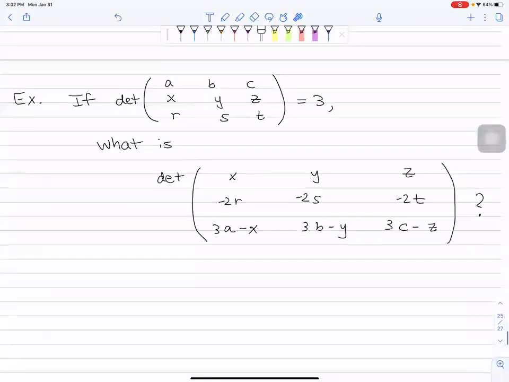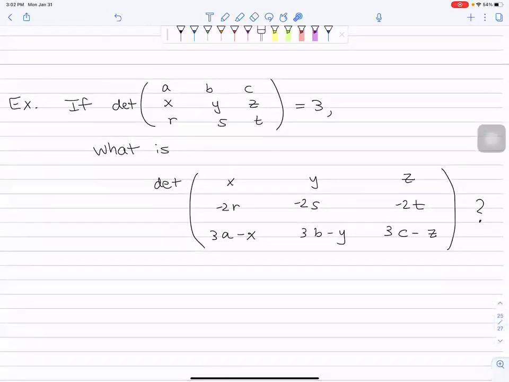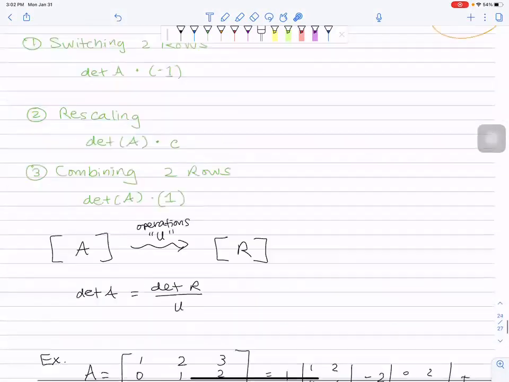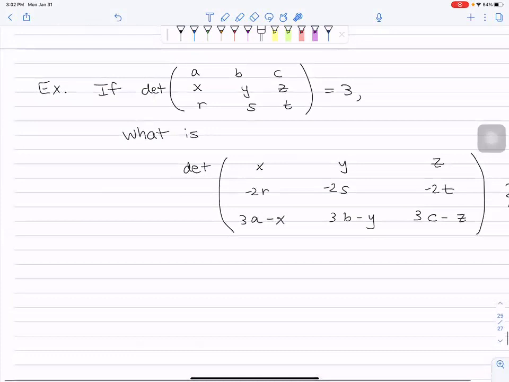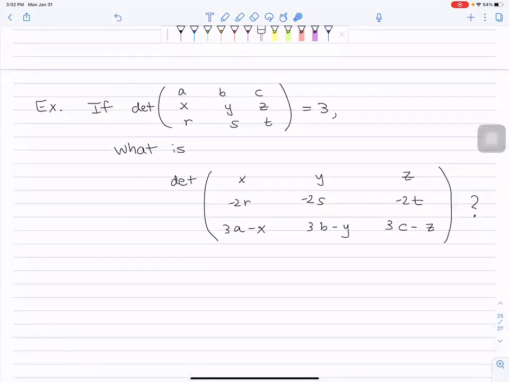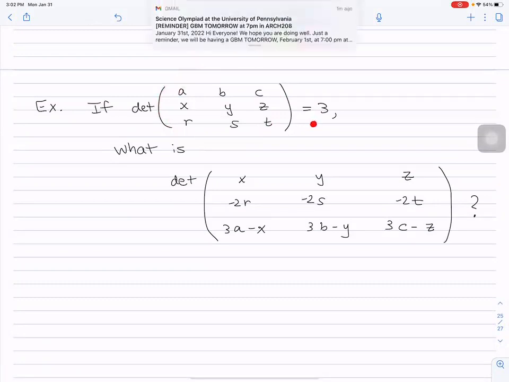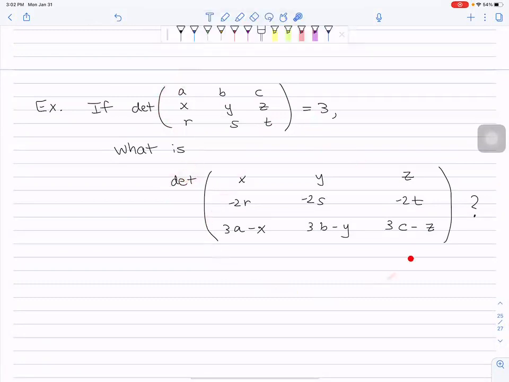Okay, let's do an example. So again, thinking abstractly, if the determinant of A, B, C, this thing equals 3, what is the determinant of this matrix? So you want to do some row operations and figure out what this determinant could be. I'll give you guys a minute or so to think about this or figure it out.